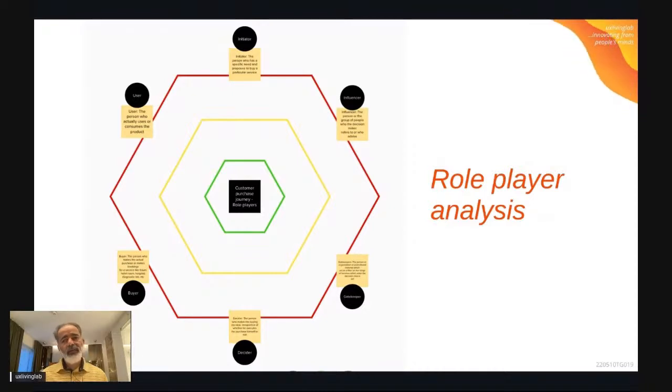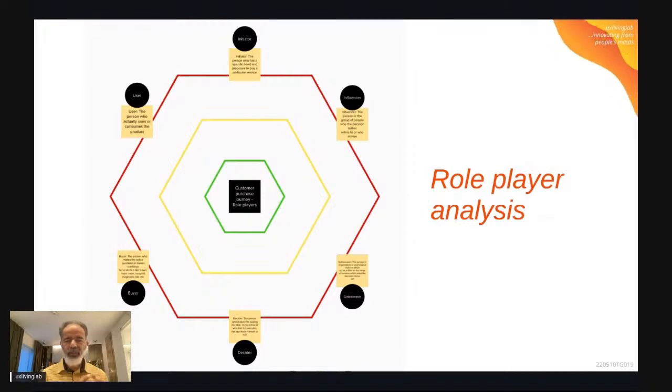Then decider. Who is deciding? Maybe your husband is deciding, or the father is deciding. So that's the decider. Who is buying? The mother is buying, so she is the buyer. Then who is the user? The user is your kid. So sometimes these roles overlap.